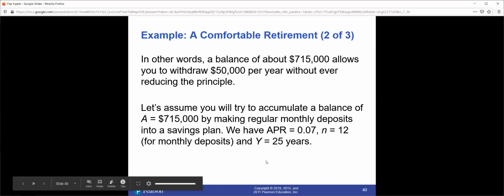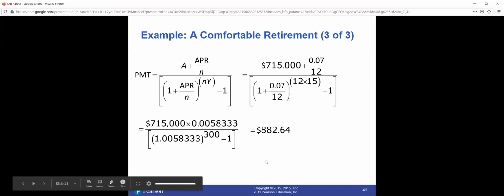So let's assume you will try to accumulate a balance of $715,000 by making regular monthly payments into the savings account with that APR of 7%. You're going to make monthly deposits, so 12 deposits a year, and you're going to deposit that for 25 years. How much do you need to deposit to make that happen? Well, as we've said, you follow the equation here, but this time you solve it for payment, because the question you're asking is what payment do I have to make, because I know the amount at the end is going to be $715,000.